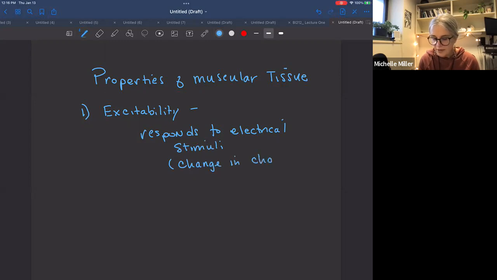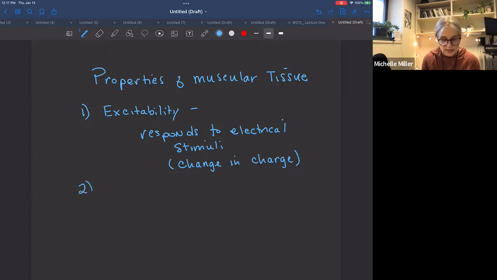So we're going to talk about what this electrical stimuli is, but the nervous system can generate an electrical impulse, and it can actually release neurotransmitters into the synapse with the muscle. And then the binding of the neurotransmitters changes the membrane, and it changes the electricity inside of the muscle cell. So the ions and the movement of the charged particles in and out, like sodium and potassium. So we're going to talk about this excitability in detail.